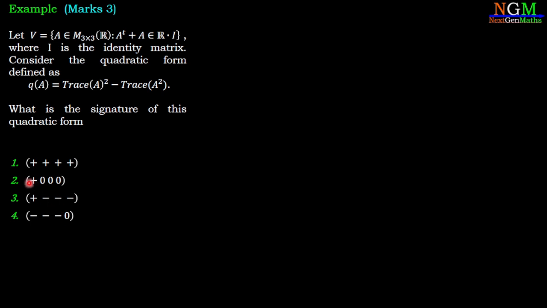We are given four options. First option: plus plus plus plus. Second option: plus 0 0 0. Third option: plus minus minus minus. And fourth option: minus minus minus 0.